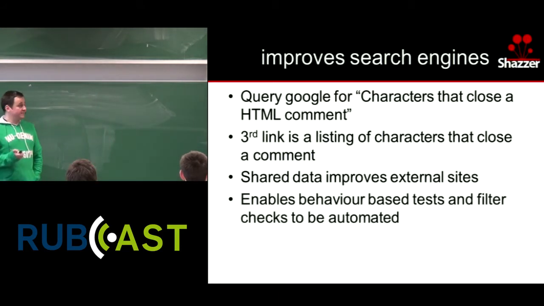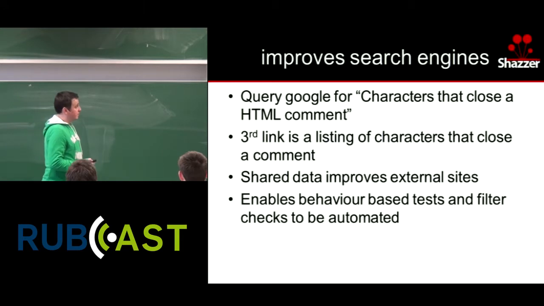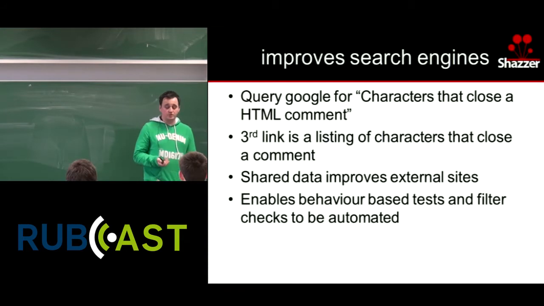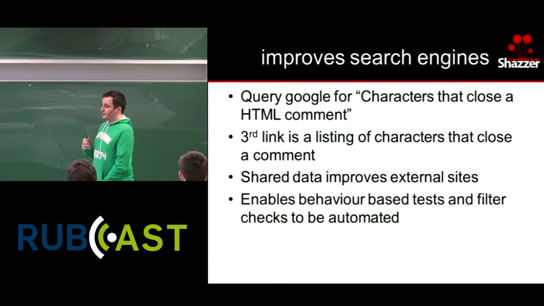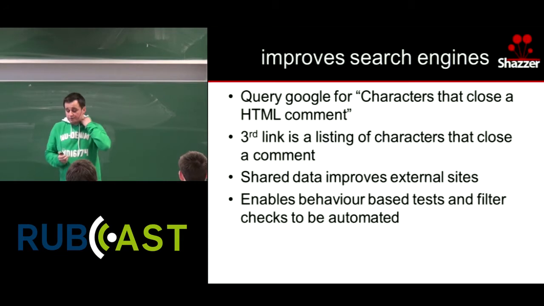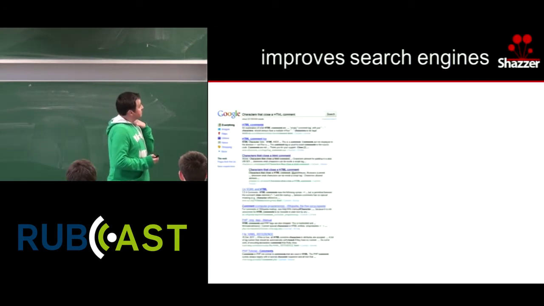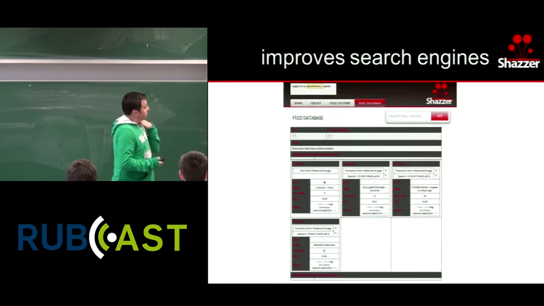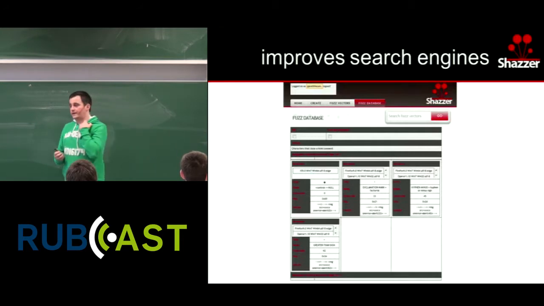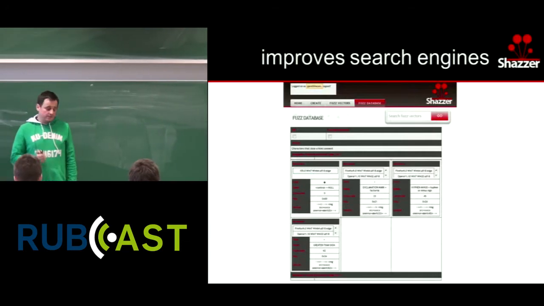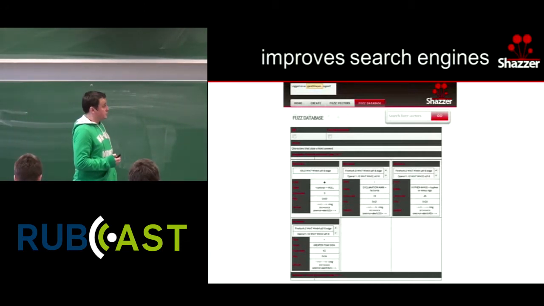We can do tests based on behavior of browsers. They can all be automated. Shazzer allows you to export as JSON, so you can know the various browser quirks, the various behavior. So, characters that close a HTML comment. Third link, click it. There they are. So what we're doing is basically improving search engines, improving tools, answering questions, and getting useful information out of it.